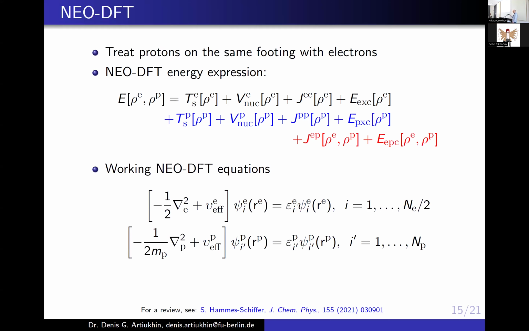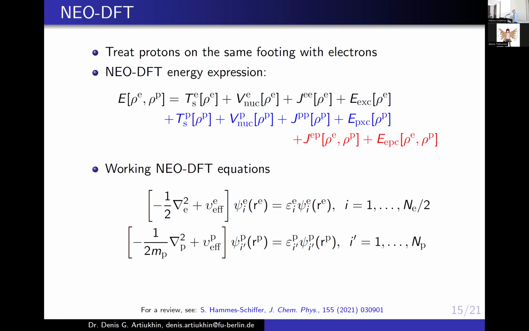Then, of course, we need to minimize the energy as we do in DFT, and if we do so, we will get this expression, which we already know from quantum density functional theory for electrons, and we will have an additional set of very similar equations, but for quantum protons. They're coupled because of these coupling terms here. So we need to solve both of them at the same time and solve consistently.